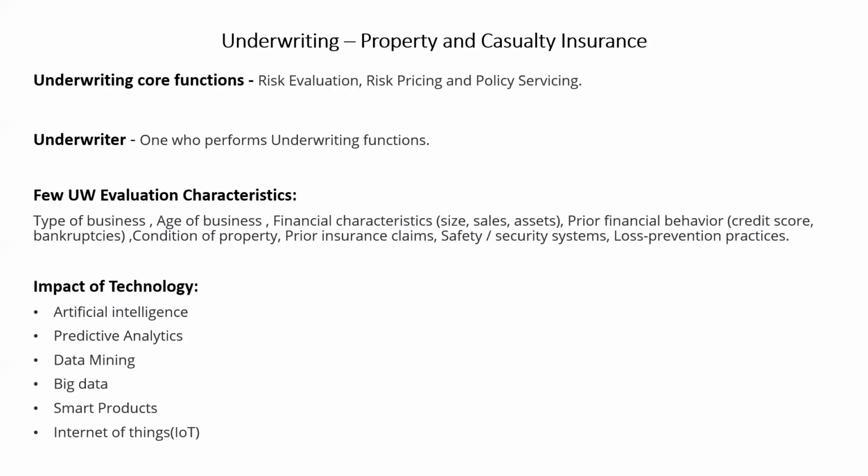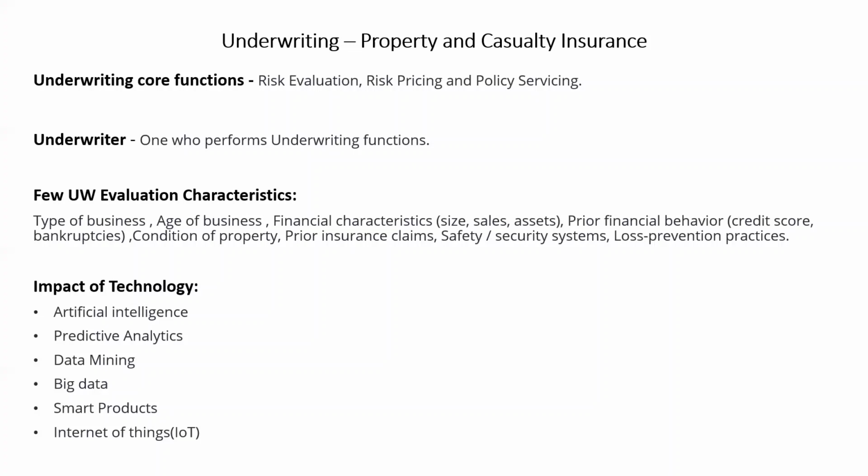Now, we know what is underwriting. Who does all those underwriting activities? They are called underwriters, the ones who perform the underwriting functions. Now, there are a few underwriting evaluation characteristics. These are the characteristics that the underwriters look at and then determine, okay, we can accept this coverage.